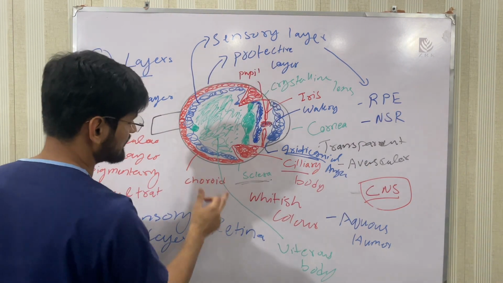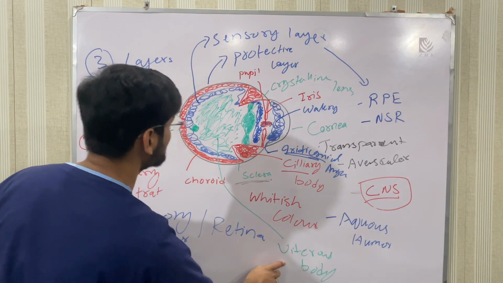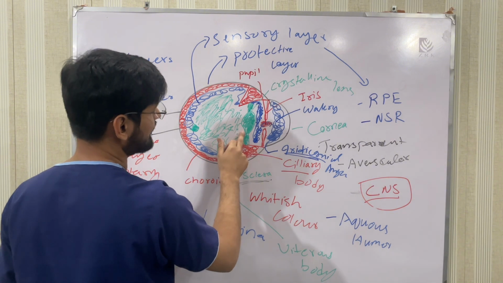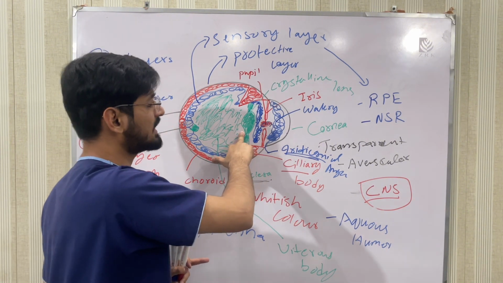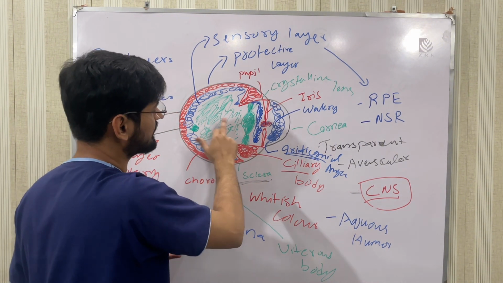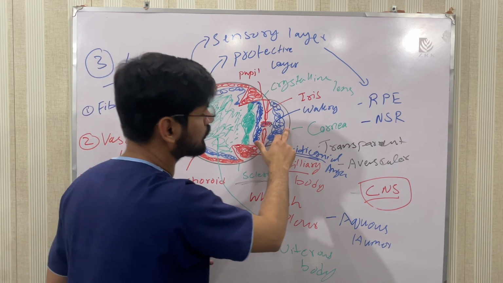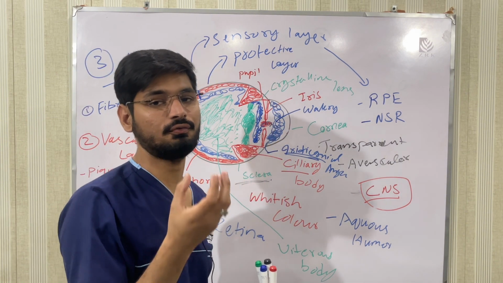This fluid is a jelly like material called the vitreous body, and after the vitreous body there is the crystalline lens, which is an optical structure. Vitreous body, crystalline lens, aqueous humor and the cornea are the optical structures of our eye.